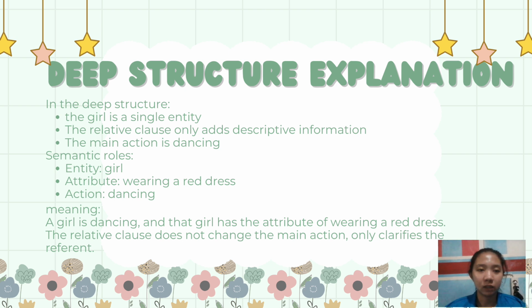Deep structure explanation. In the deep structure, the girl is a single entity, and the relative clause only adds descriptive information, and the main action is dancing. The semantic roles in this sentence: the girl is the entity, the attribute is wearing a red dress, and the action is dancing. The meaning of the overall sentence is the girl is dancing, and the girl has the attribute of wearing a red dress. The relative clause does not change the main action, it only clarifies the referent.